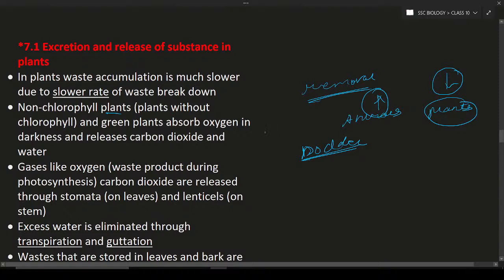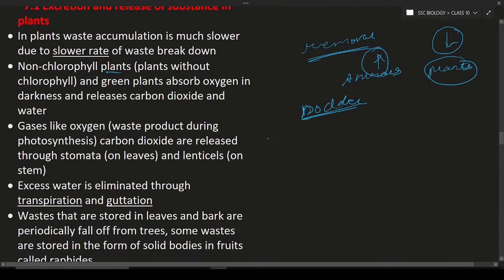Green plants also absorb oxygen in the darkness and release carbon dioxide and water. Why do they absorb oxygen? Generally plants release oxygen, but here we are saying they absorb oxygen. They absorb oxygen because they have to perform cellular respiration at dark time or night time. In the night there is no sunlight, so no photosynthesis. No photosynthesis means no energy, so how is it possible? It is not possible, and the plants need energy all the time.